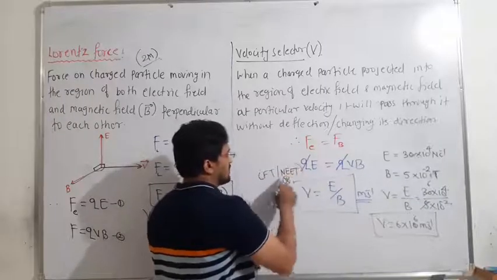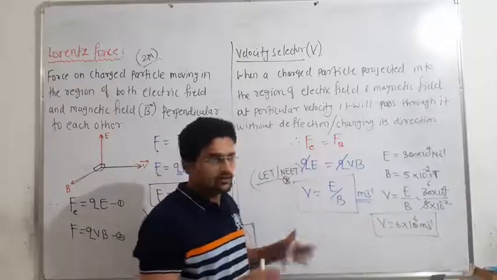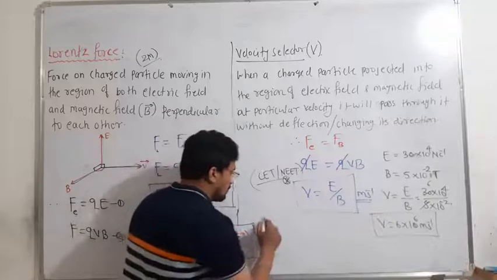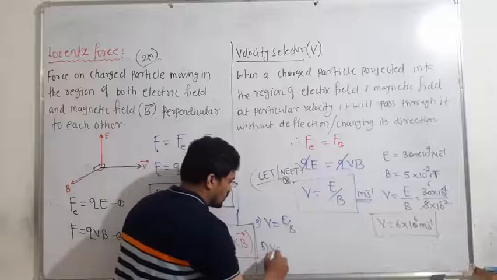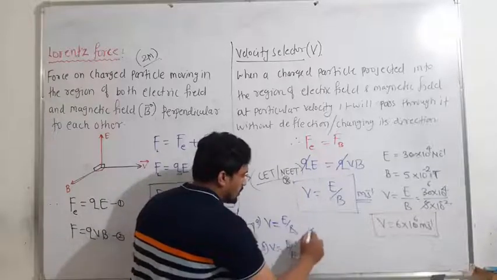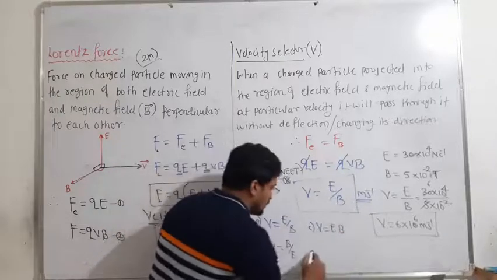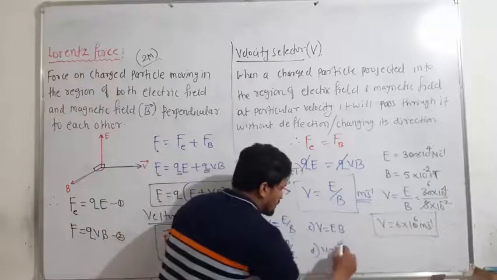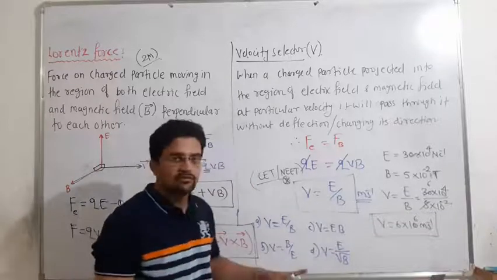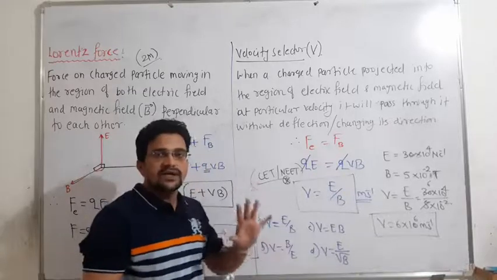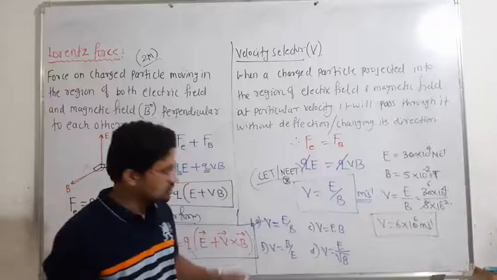Sometimes they will ask a direct question: which of the following options is correct regarding the velocity selector? They will give you options like A, v is equal to E by B; B, v is equal to B by E; C, v is equal to E into B; and D, v is equal to E under root of B. Which of the following is correct regarding the velocity selector? Your correct option is A itself, because all the other formulas are wrong.